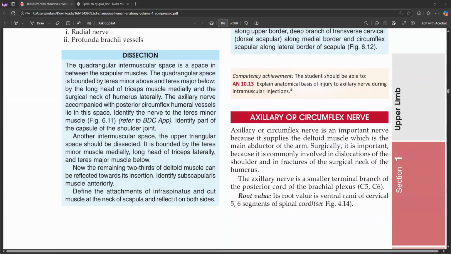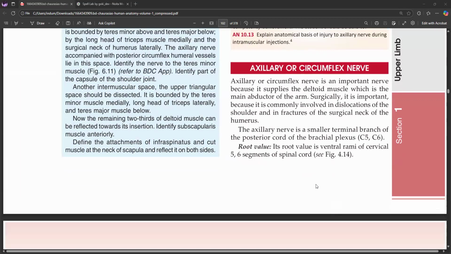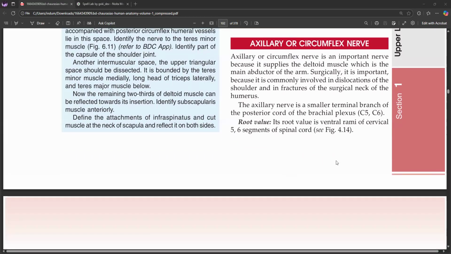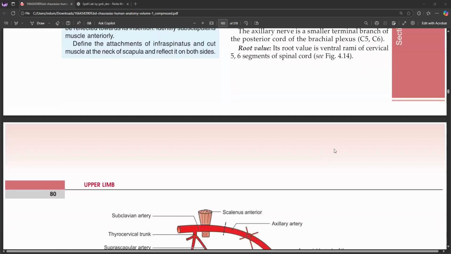Axillary or circumflex nerve. Axillary or circumflex nerve is an important nerve because it supplies the deltoid muscle, which is the main abductor of the arm. Surgically, it is important because it is commonly involved in dislocations of the shoulder and in fractures of the surgical neck of the humerus. The axillary nerve is a smaller terminal branch of the posterior cord of the brachial plexus, C5, C6. Root value: its root value is ventral rami of cervical 5, 6 segments of spinal cord. See figure 4.14.